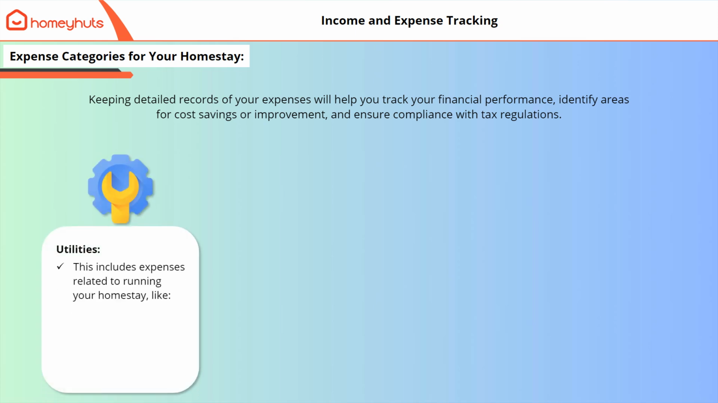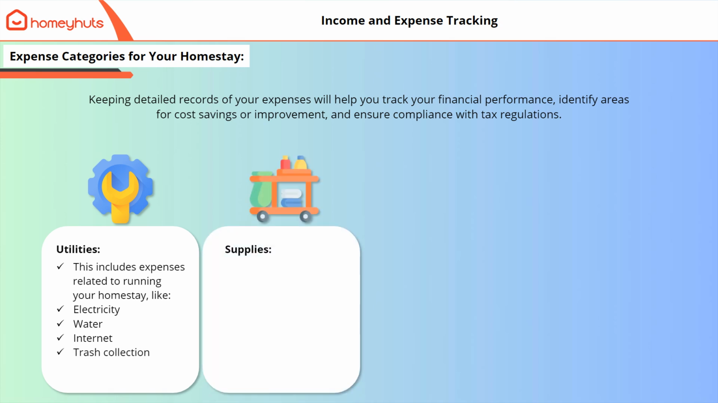Utilities. This includes expenses related to running your homestay, like electricity, water, internet, trash collection. Supplies. These are the everyday items you need to keep your homestay functioning, such as cleaning supplies, toiletries, detergents, kitchen essentials, coffee, tea, spices, linens, bedsheets, towels, toiletries, soap, shampoo, conditioner.